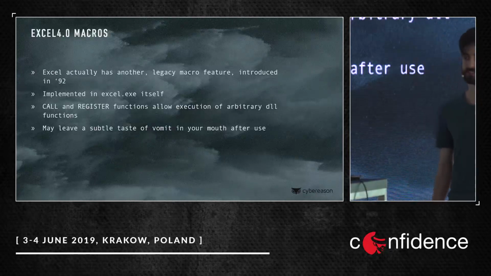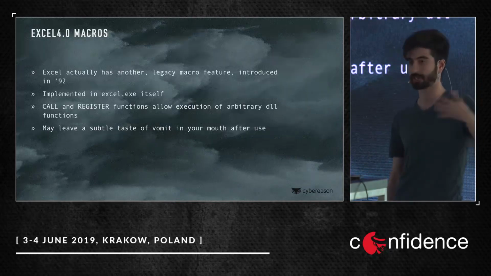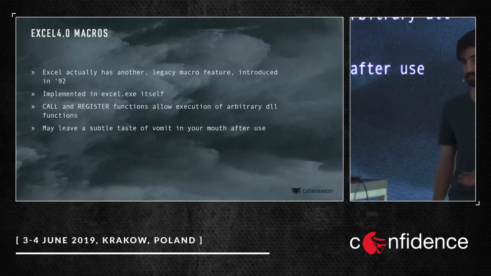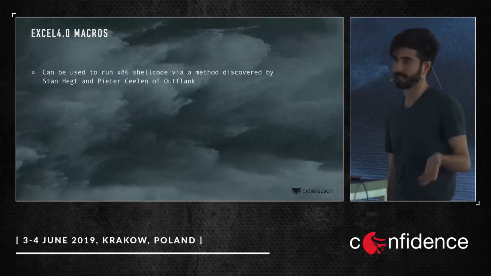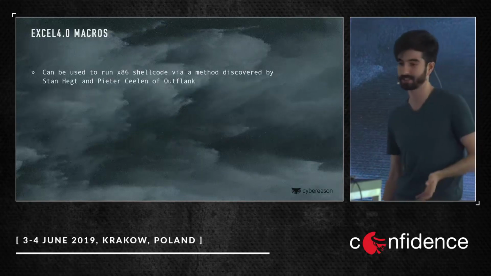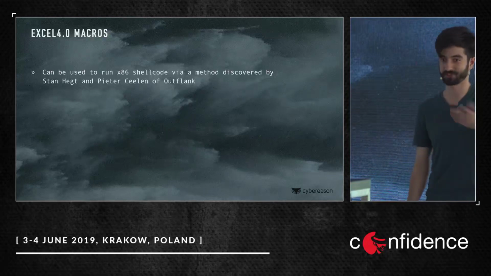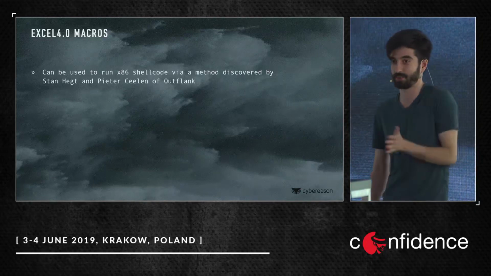And it exposes two very interesting functions called call and register, which basically allow you to execute arbitrary functions from DLLs. And the only drawback is that it's disgusting because it's a macro feature that was designed in '92. So at first, I was not able to run actual shellcode. I was able to run a bunch of scripts and command lines, which was not enough to actually bypass Device Guard. But Stan and Peter of Outflank actually released a way to run x86 shellcode using Excel 4.0 macros, which is exactly what I want.